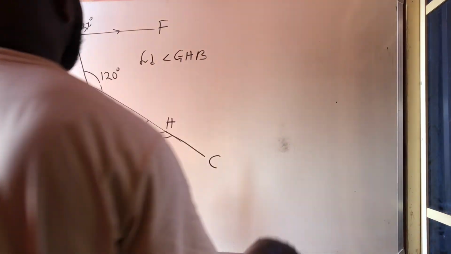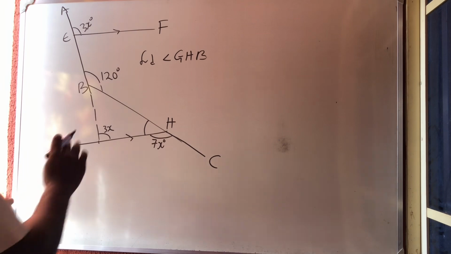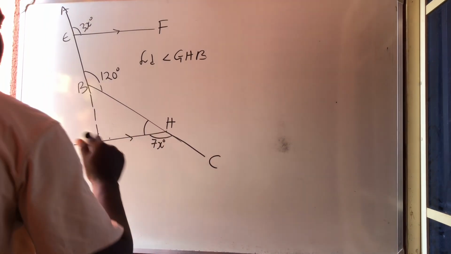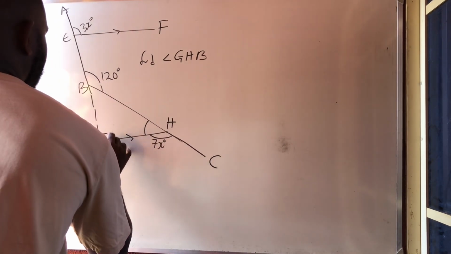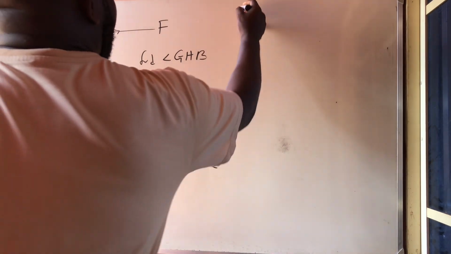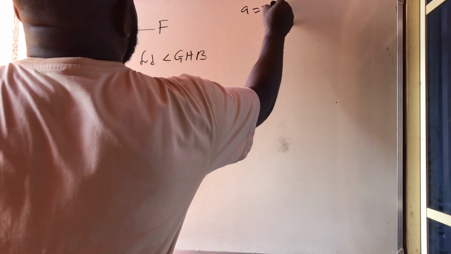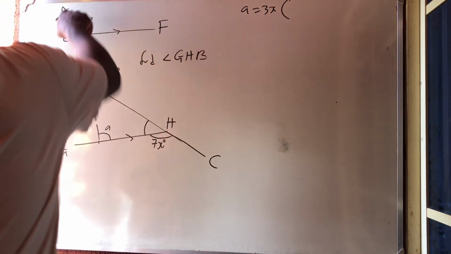And it is called, no, it's not perpendicular, it is corresponding angle, sorry. Look at that. Let me say that here is A. I can say that angle A is equal to that 3x. What is my reason? Corresponding, the same position.